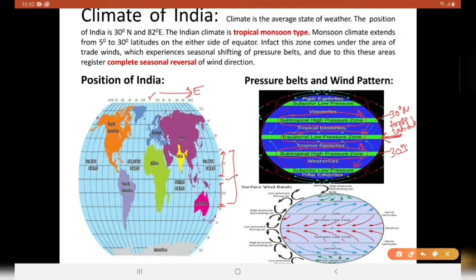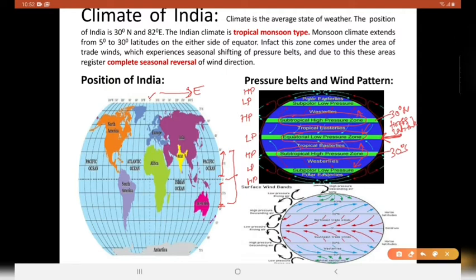there are alternate low and high pressure belts which keep on shifting as the sun moves from the Tropic of Cancer to the Tropic of Capricorn. So you can say, this is low pressure, this is high pressure, this is low pressure, and then high pressure. Similarly, here also you can say high pressure, low pressure, and high pressure at the poles.